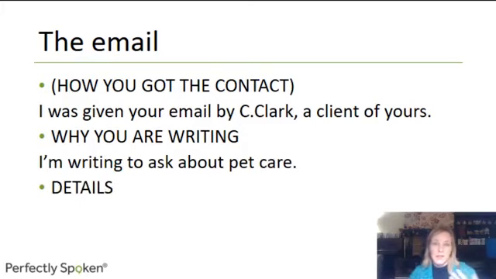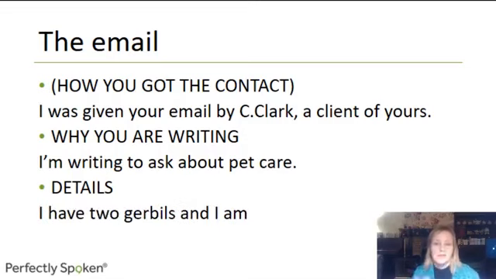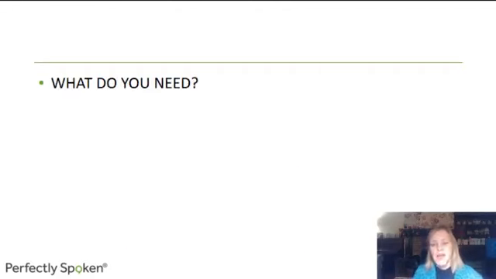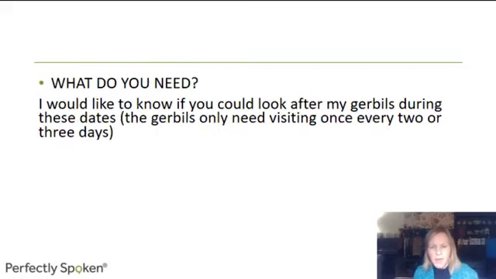And then you can write if you want details. So, for example, I have 2 gerbils and I am on holiday from the 1st to the 14th of August. So that's an example of details. And you have, what do you need? I would like to know if you could look after my gerbils during these dates. And extra information in brackets, the gerbils only need visiting once every 2 or 3 days. That's different to a cat, for example.